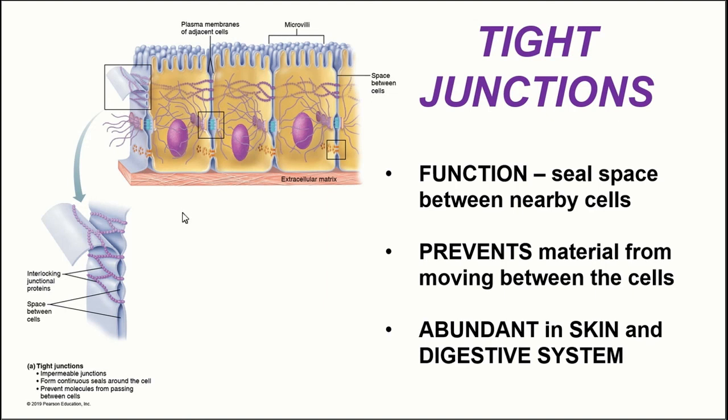So this type of cell-cell junction is highly beneficial in the epithelial tissues of things like the digestive system, as well as the skin. So in the digestive system in particular, tight junctions prevent digestive acids or digestive enzymes from seeping between the lining of the stomach or the lining of the intestines and getting into deeper tissues where they could cause some damage.